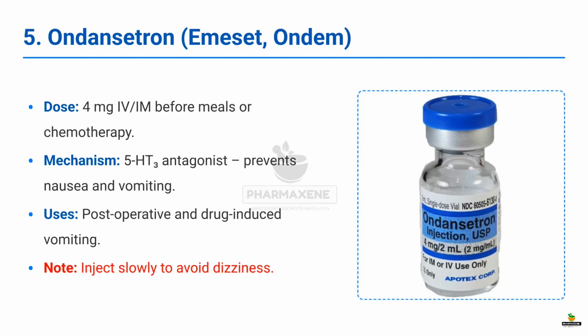Ondansetron, known as Emicet or Ondam, is typically given as 4 milligrams IV/IM before meals or chemotherapy. This 5-HT3 antagonist prevents nausea and vomiting, especially post-operative and drug-induced. Inject it slowly to avoid dizziness.